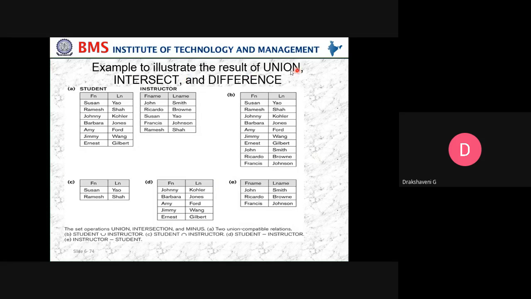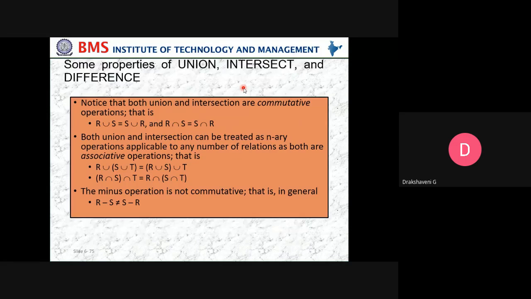Example to illustrate the result of union, intersection and difference. So this is the student table and the instructor table. Union combines both, that is student and instructor. In the same way, this is what the difference is: student minus instructor, and instructor minus student. That is what the examples are for union, intersection, and difference.